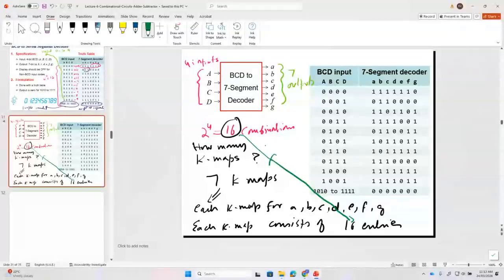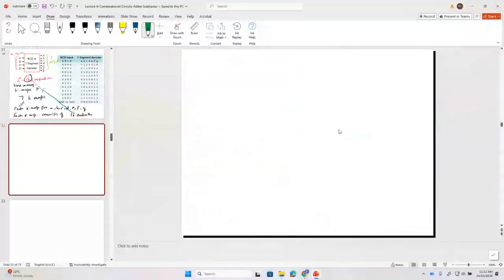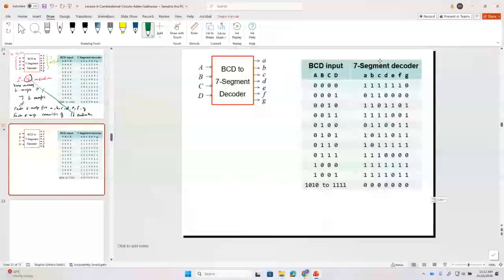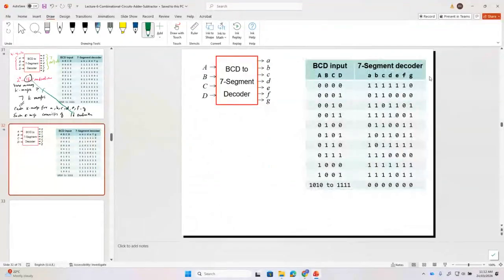Now, in the next slide, I'm going to make it more interesting. I'm copying this with Control C and Control V. And now we have the truth table. Since we have the truth table, we want to draw for segment A. Please look at it. This is very important. This may be a question in the exam, so I need your attention here.